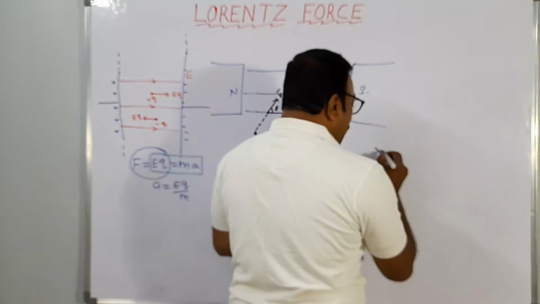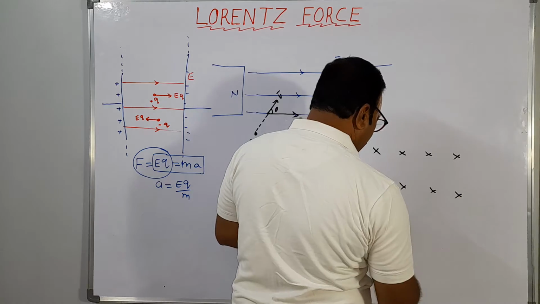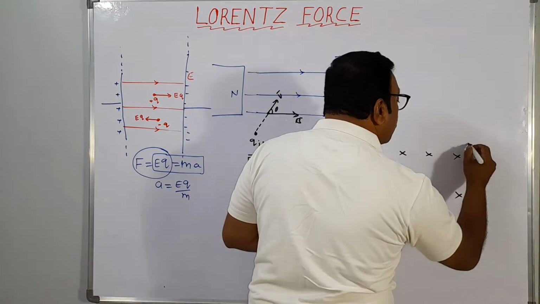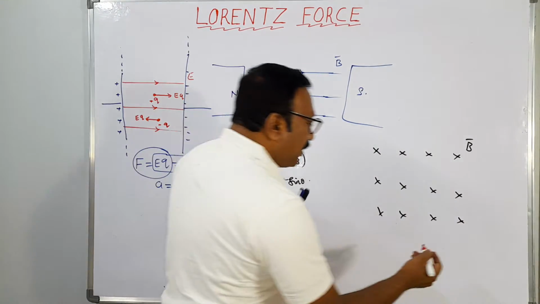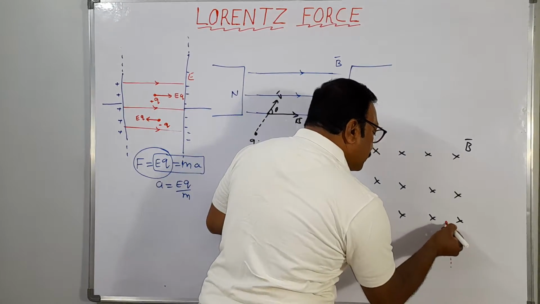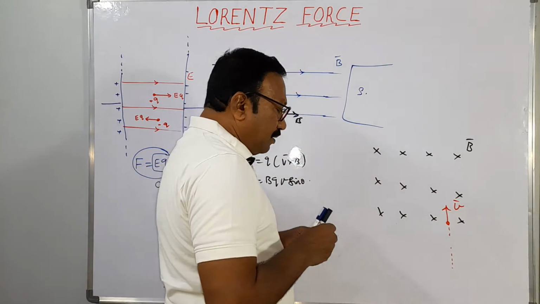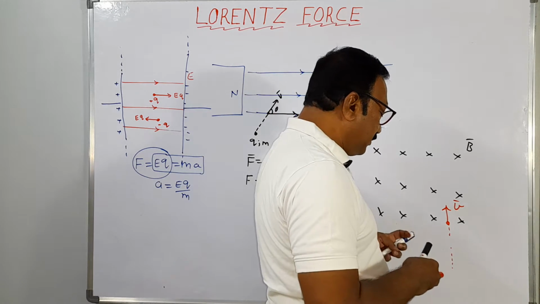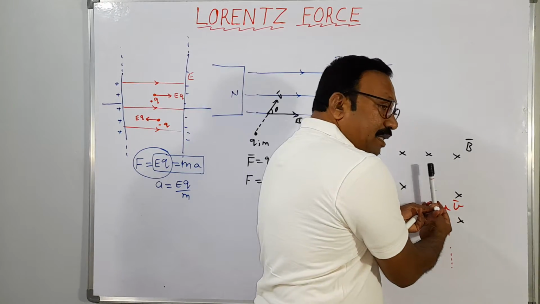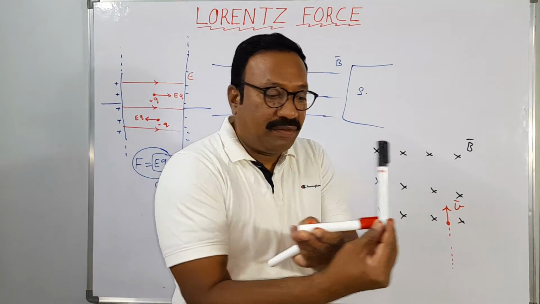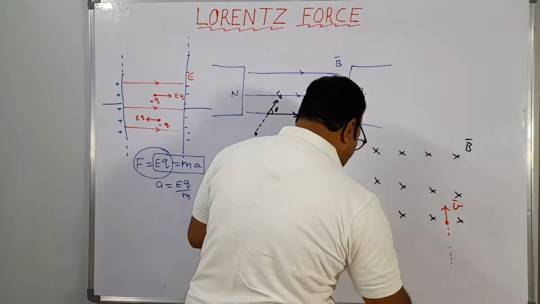There is one more case I'll take. Suppose the magnetic field is into the board, B bar. Now a particle enters the magnetic field. Definitely it is entering at an angle of 90 degrees. Why? Because the magnetic field is inward and the velocity is upward, so they are perpendicular to each other. Therefore, the force acting on the particle will be BQV sin 90.